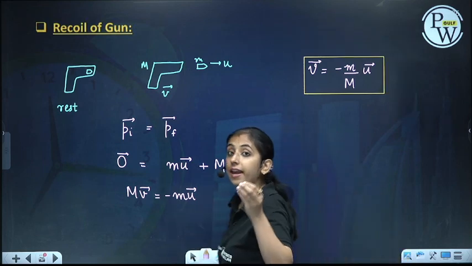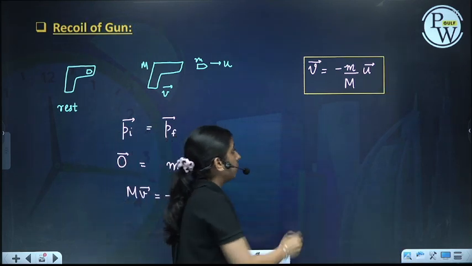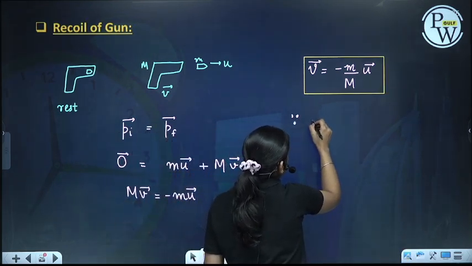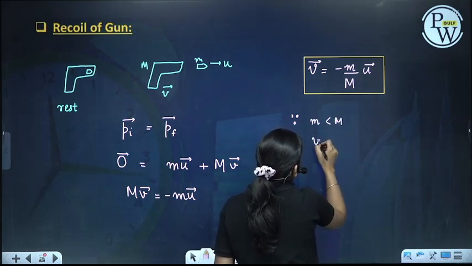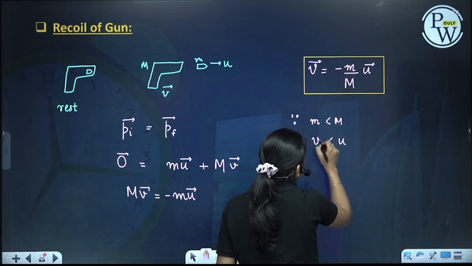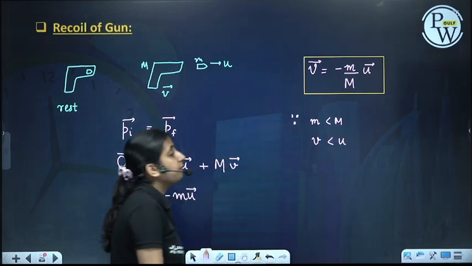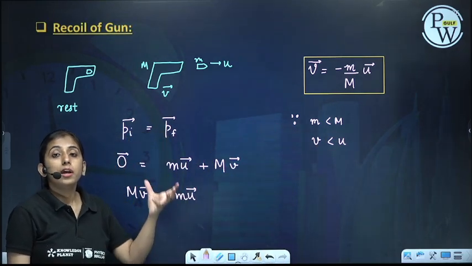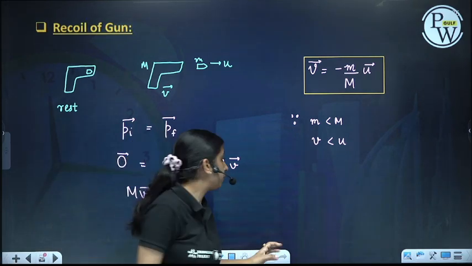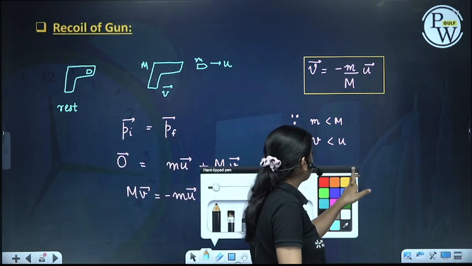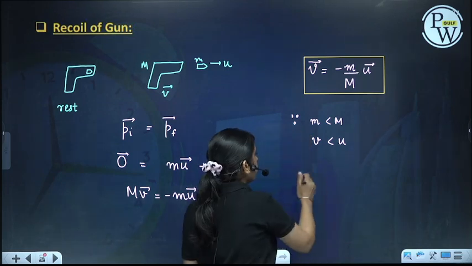Now because small m is less than capital M, v will be less than capital U. Gun will recoil backwards but with a lesser velocity. It will recoil backwards but with a lesser velocity.